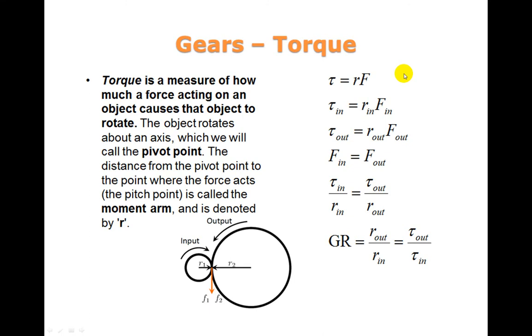We know that force in has to equal force out. So the torque in divided by the radius in equals torque out over radius out. I've just rearranged these equations to set force by itself. So the gear ratio is the radius out divided by the radius in, or it can also be looked at as torque out over torque in when we're trying to find those gear ratios.